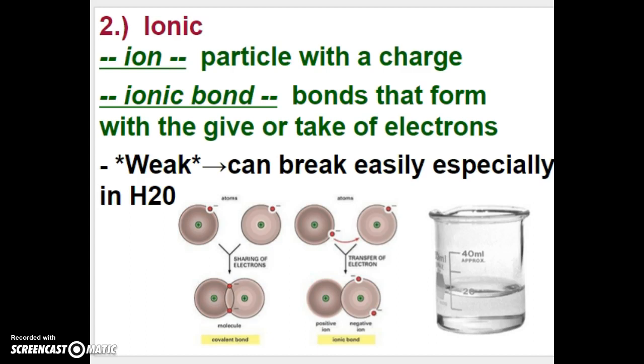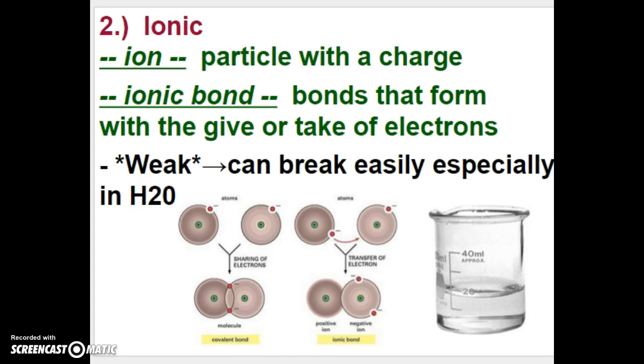Ionic bonds. These are kind of the opposite of covalent bonds. An ion is a particle with any type of charge. It can be positive or negative. Ionic bonds are bonds that form with giving or taking of electrons. Ionic bonds are weak. They can be broken apart pretty easily, especially in water.